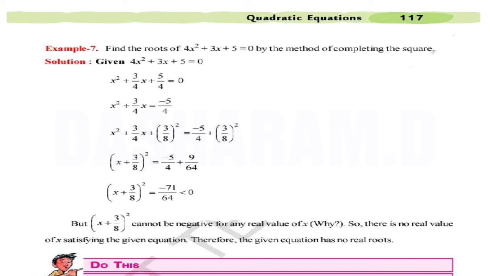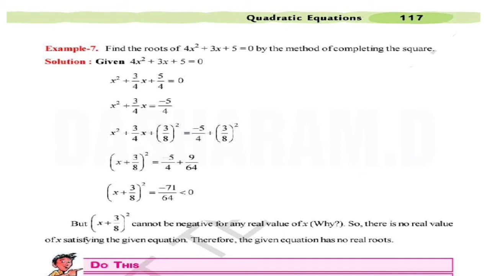In our textbook page number 117, we have one example problem. Find the roots of 4x² + 3x + 5 = 0 by the method of completing the square. First we need the x² coefficient to be 1, but here it is 4. So divide by 4 on both sides. Then x² + (3/4)x + 5/4 = 0.